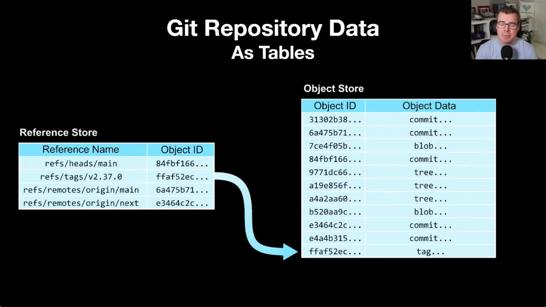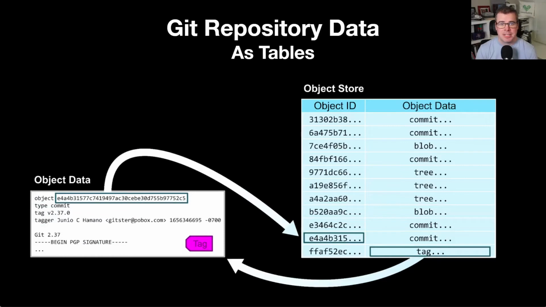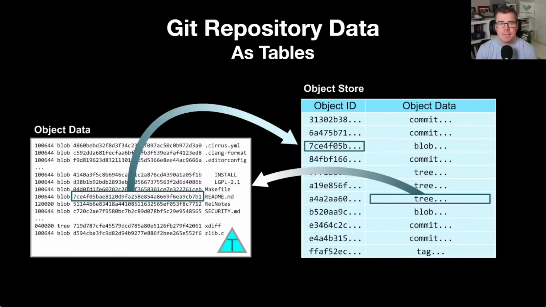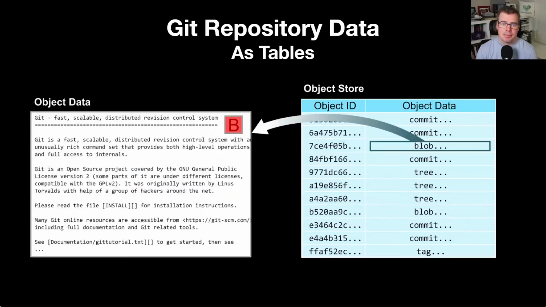The reference store table has two columns, a reference name and an object ID. The reference name is the primary key. These human-chosen names are pointers into the opaque object store, allowing us to gain a foothold into the contents. In this example, the refs/tags/v2.37.0 reference points to an object in the object store. That object is an annotated tag, which points to a commit in the object store. That commit specifies the object ID of its root tree. That tree contains an entry for the README.md file, whose object ID points to a blob. That blob object stores the file's contents.